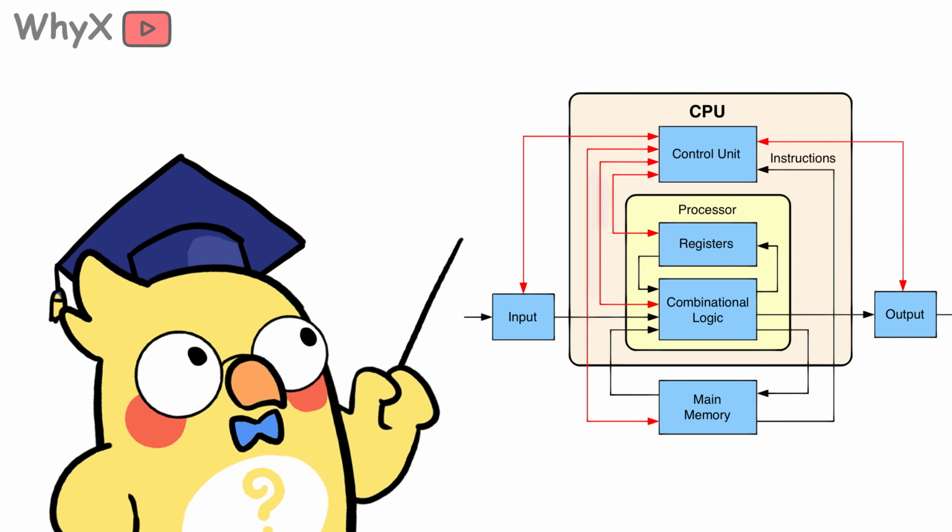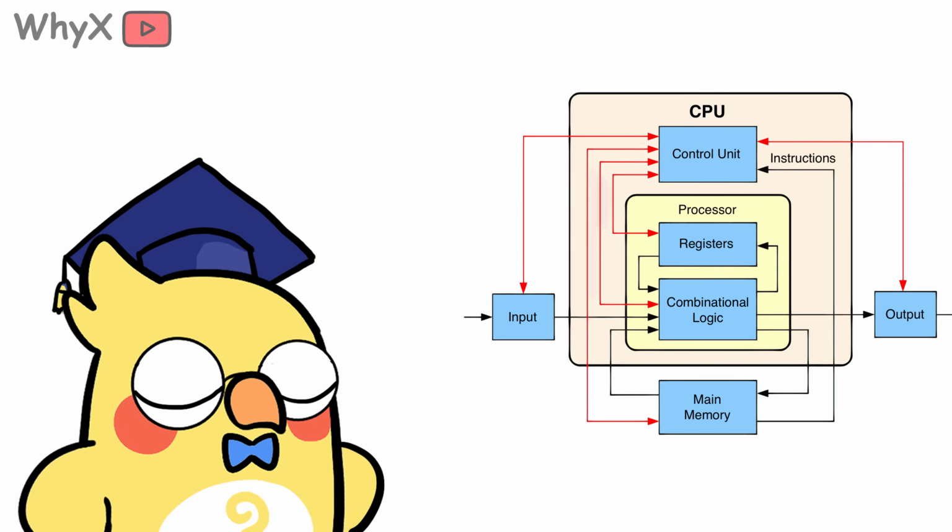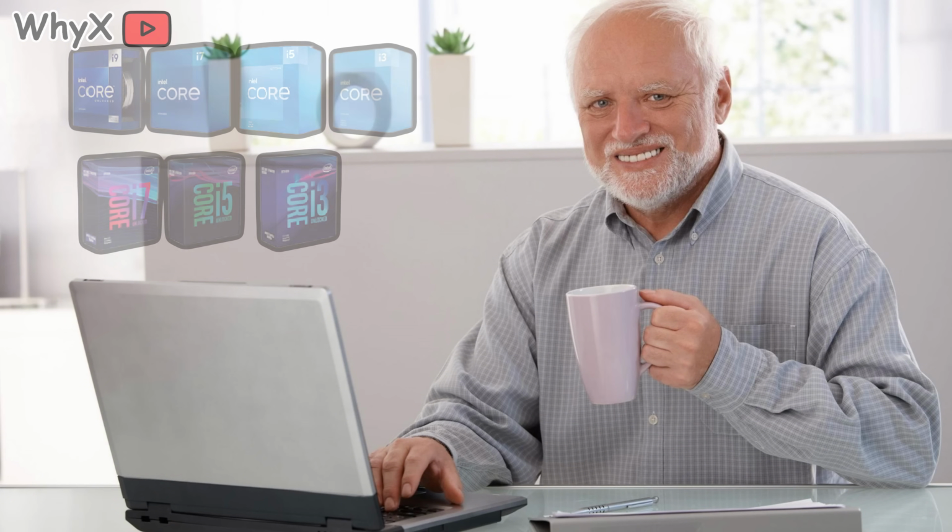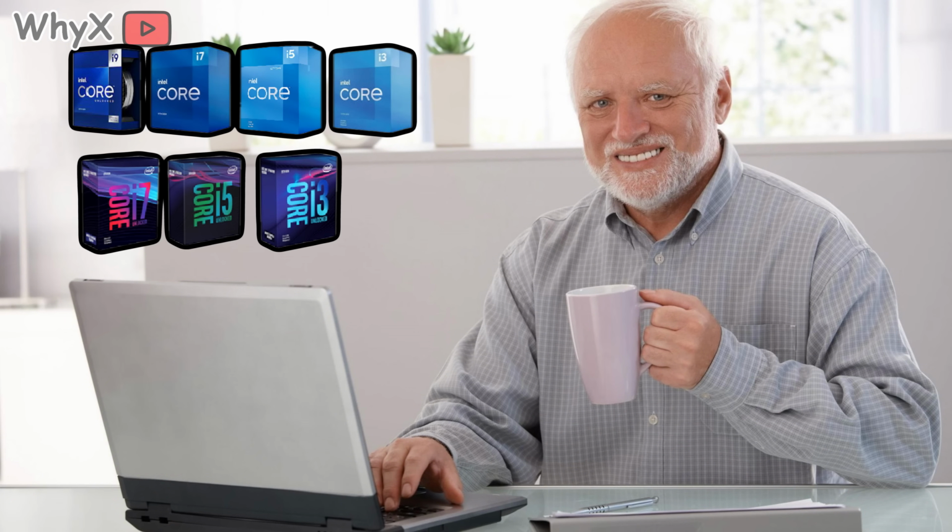So far, we've peeked inside the CPU, seen its tiny switches, and watched it juggle billions of instructions like a caffeinated circus performer. But here's the kicker. Computers don't stop at CPUs. They've evolved into a whole ecosystem of specialized chips, each one designed to push the limits of speed and efficiency.